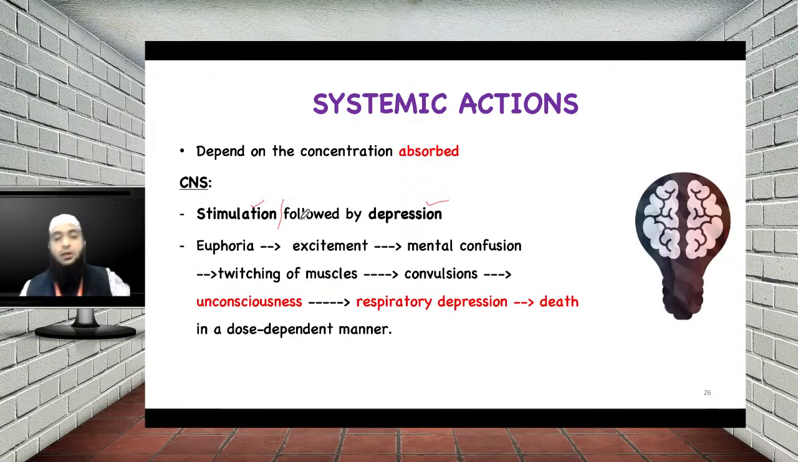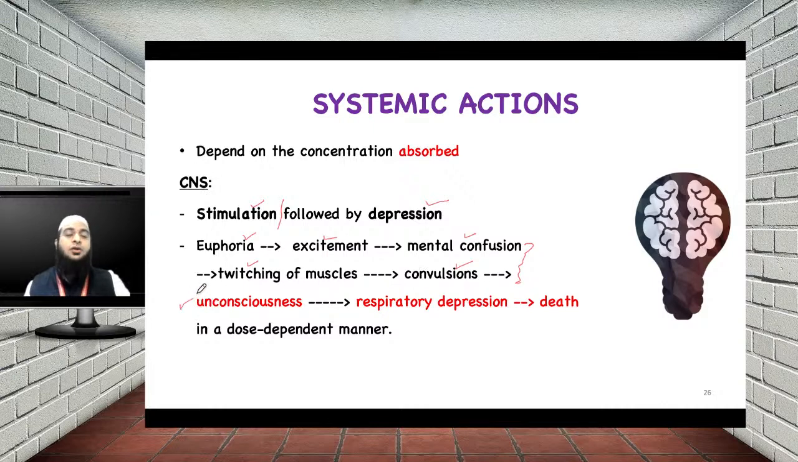Initially it produces euphoria, that is, a feeling of great happiness. Then there is excitement, mental confusion, twitching of muscles, and convulsion. Up to these, the symptoms are those of stimulation, till convulsion. After convulsion, there is no more stimulation of the brain, and the patient will suffer from unconsciousness.